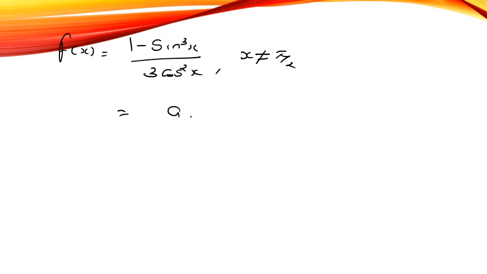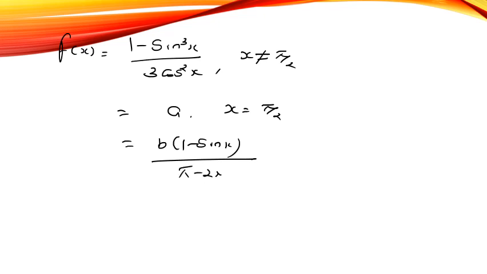Find the value of A and B if f of x is equal to (1 minus sine cube x) by (3 cos squared x) for x not equal to pi by 2, is equal to A for x equal to pi by 2, and is equal to B into (1 minus sin x) by (pi minus 2x) the whole square for x greater than pi by 2.